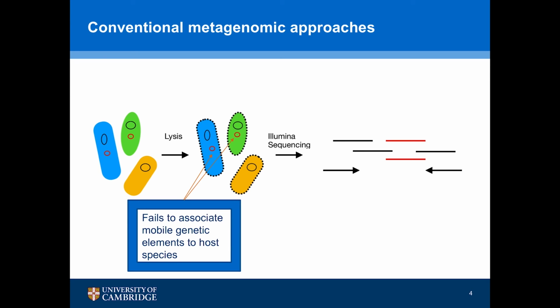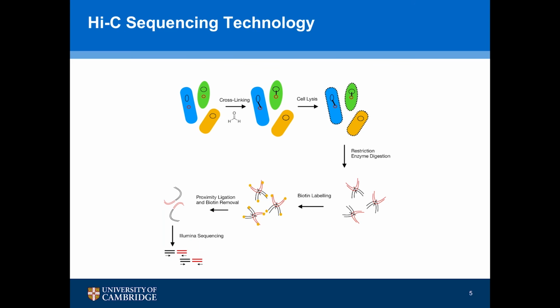However, most AMR genes are actually located on mobile genetic elements like plasmids, seen here in red, and so through conventional methods, we have no way of associating a particular plasmid to its bacterial host species. Being able to identify where a particular AMR gene originated from is critical in order to allow us to ask dynamic questions about how these genes spread between bacterial communities through time.